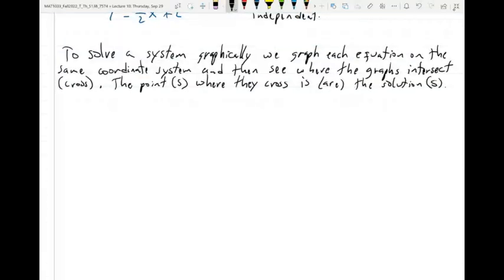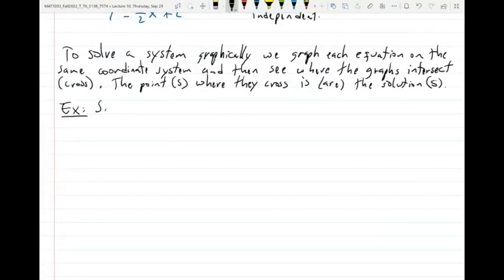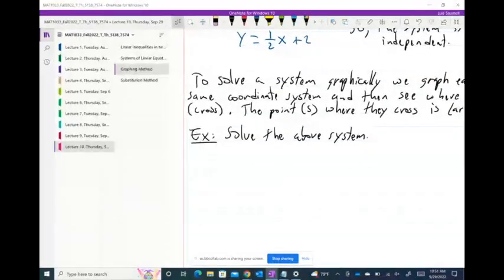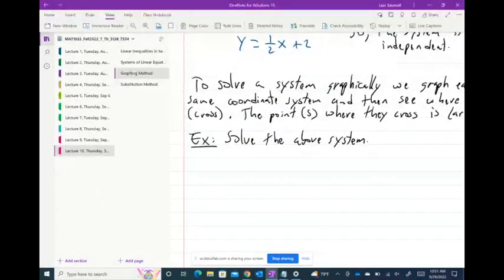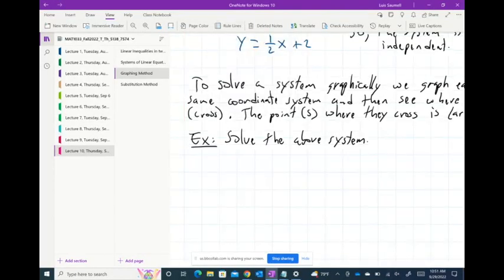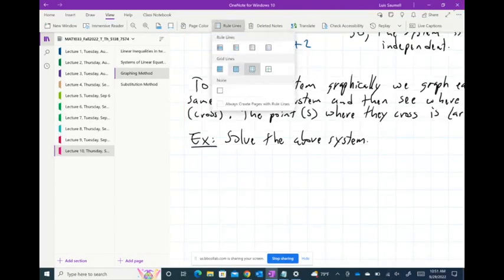Okay, so example. Let's do the first one. Solve the above system. Again, the problem with this is that to be able to do it, to find this solution, you have to do an exact graph. If you're off in your scale by a little bit, that's it. You're not going to see the coordinate. Okay, so that's why it's so painful and it's not practical. But it can have the advantage here of choosing graphing paper. So let's do it. Otherwise, it will be painful.